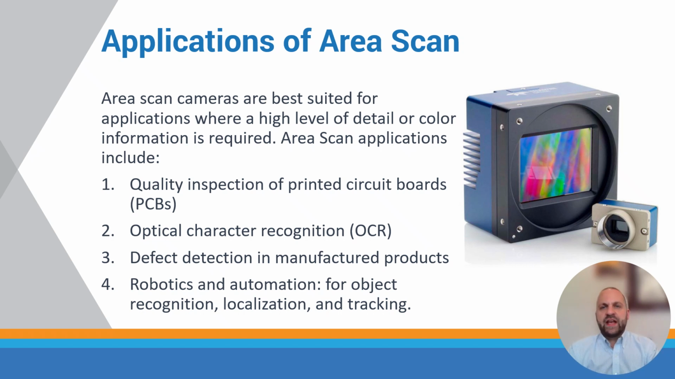So some of those applications are quality inspection of printed circuit boards, if you can get the reflection down, optical character recognition, which you would see a lot with license plate cameras, defect detection and a wide variety of manufacturing applications, and then robotics and automation, where you're using object recognition, localization, and tracking. So all these would be a good place to start with area scan.